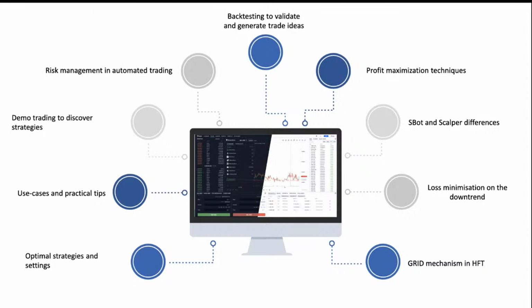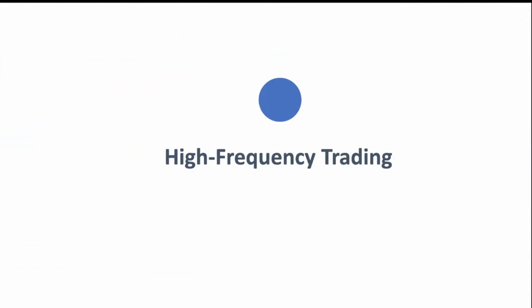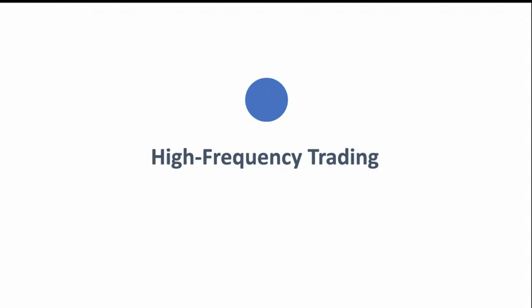Backtesting: I will tell you exactly what backtesting is all about and how to use it to validate and generate trade ideas. Profit maximization techniques used in all of the bots, differences between the S-bot and the scalper, and the new topic for today will be loss minimization on the downtrend. So what is basically active hodling versus passive hodling, and the grid mechanism which is used in our high frequency trading. So first of all, what is high frequency trading?